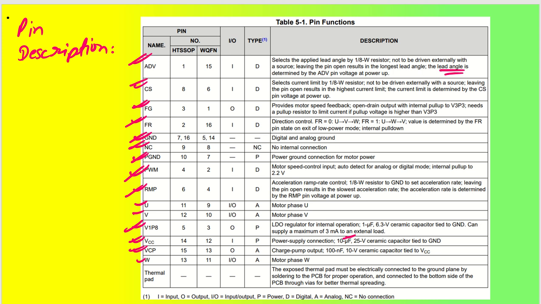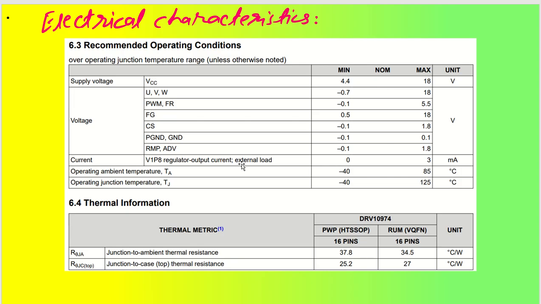Now coming back to the electrical characteristics. Let us say supply voltage. Supply voltage must be between 4.4 volts to 18 volts. Our application will be 12 volts. Then we have other voltage ratings for each and every pin. You can see motor phase pins can go up to 18 volts. Then PWM and FR pins can go up to 5.5 volts, that is your PWM logic levels as well as your direction setting pin.